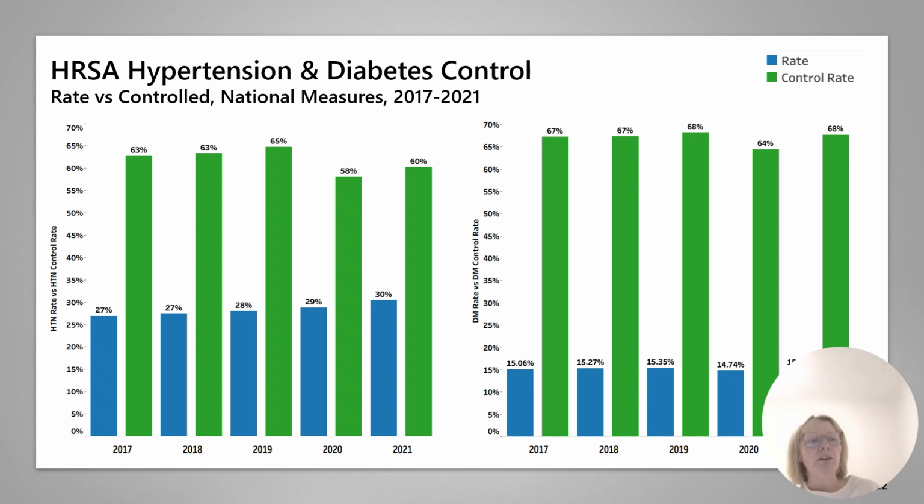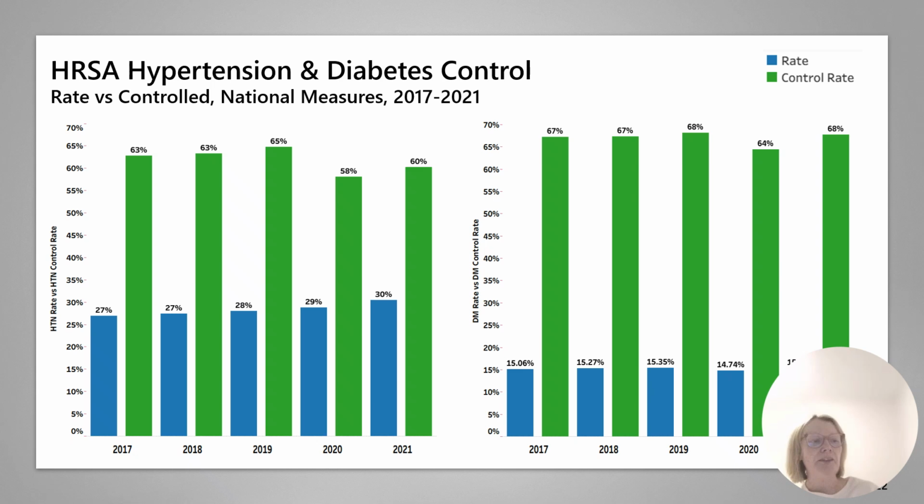We can say the rate for diabetes was 15.06% in 2017 and rose very slightly to 15.27% in 2018 and 15.35% in 2019, then decreased to 14.74% in 2020 and increased again to 15.35% in 2021. I would like to point out that I included 2 decimal places in the diabetes rate percentages because without them, the calculated field appeared as 15% for all 5 years.